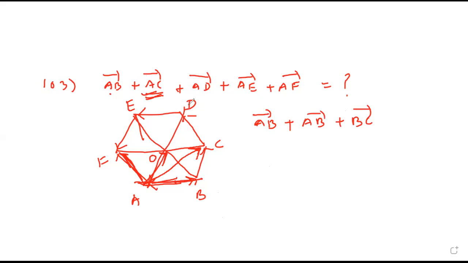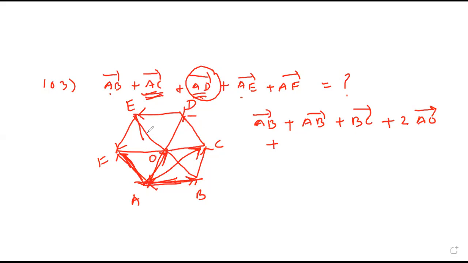This is AD. A to D, you can also write AO plus OD. They are in one line. That means this AD I can write as 2 times AO. So AD is nothing but twice AO, plus AE.